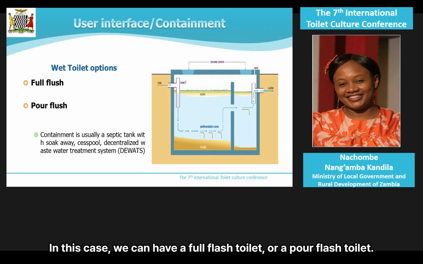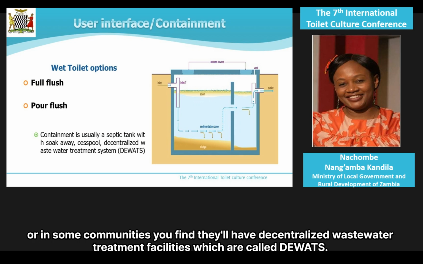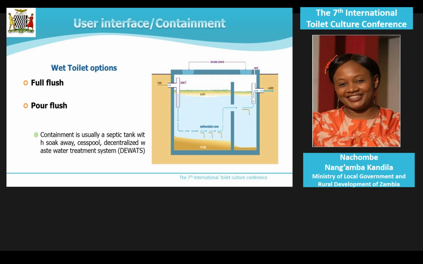So when we talk of wet toilet options, this is where we use water as a conveyance for the fecal matter or the urine for it to be treated. In this case, we can have a full flush toilet or a pour flush toilet, and the type of technology which is used at containment usually is a septic tank soakaway, a cesspool, which is basically a sealed containment, or in some communities, you find they'll have decentralized wastewater treatment facilities, which are called DWATs. Next slide, please.